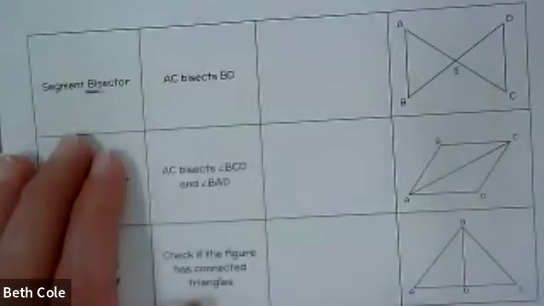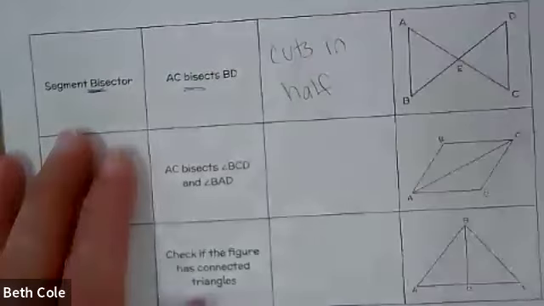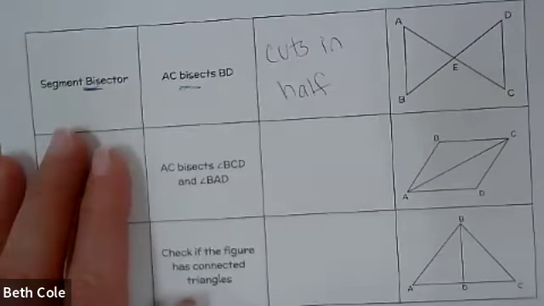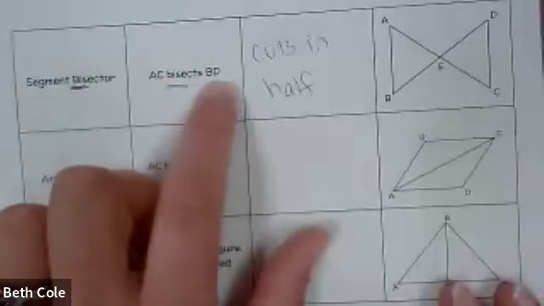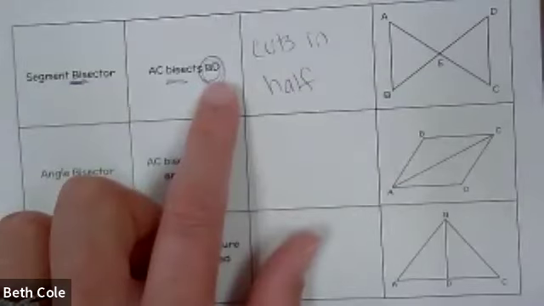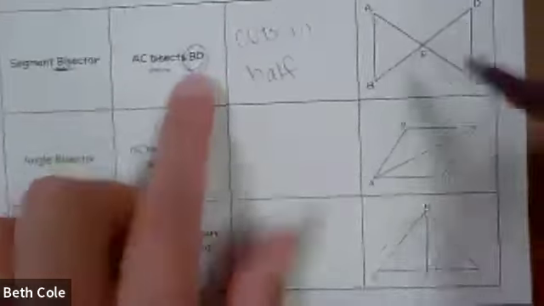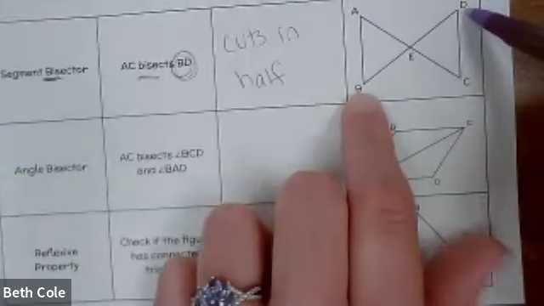Segment bisector. What does that prefix bi mean? Two, okay? Bisector means cuts in half. So same as a midpoint. Bisector. It's going to cut it in half. So this says AC bisects BD. BD is the one that gets cut in half. It's the one that's written second. So AC bisects BD. So look, BD got cut in half.